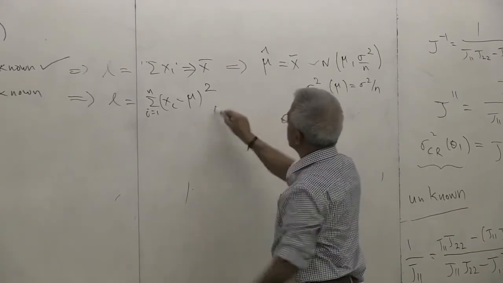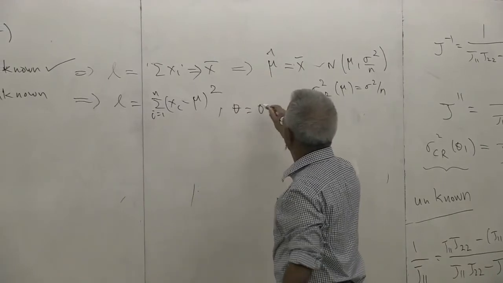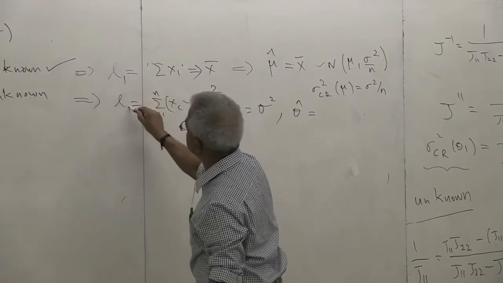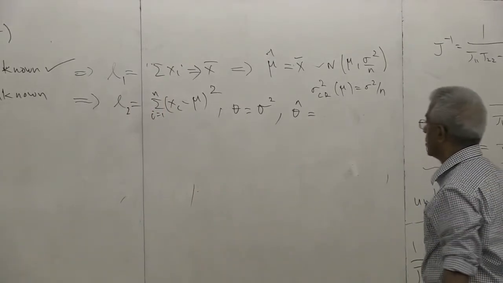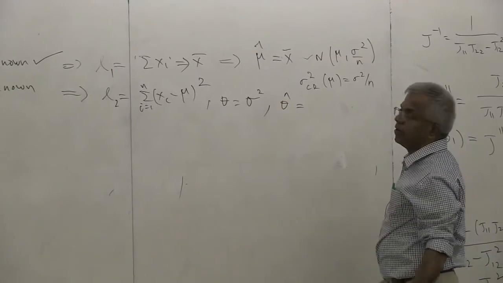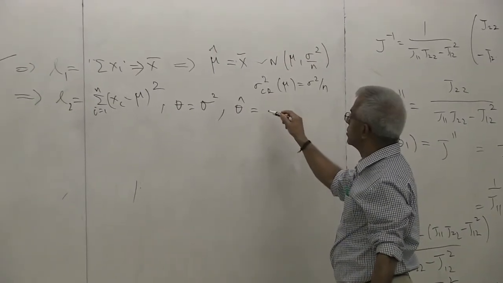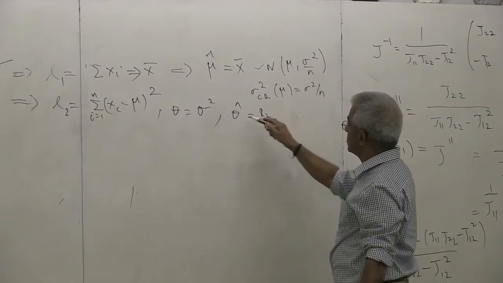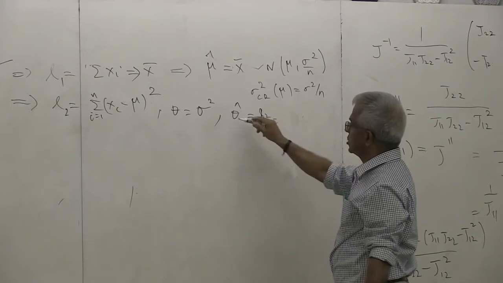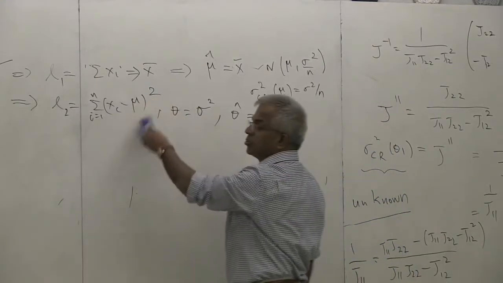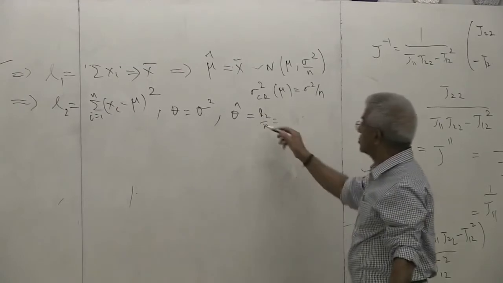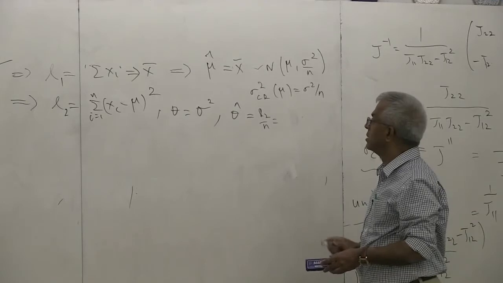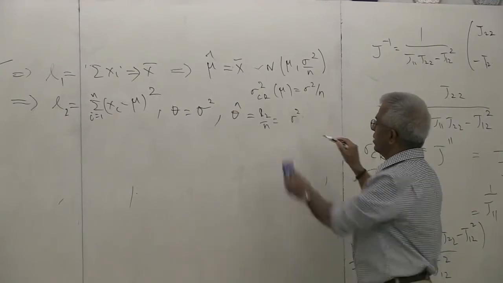If I call theta to be sigma squared, then theta hat, as you know, is in fact L2 over n, right? We went through all this. So this is the unbiased estimator because the expected value of each of these is sigma squared, n sigma squared over n. So this will be an unbiased estimator, and I don't remember the Cramer-Rao bound. Anybody?